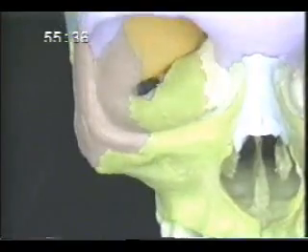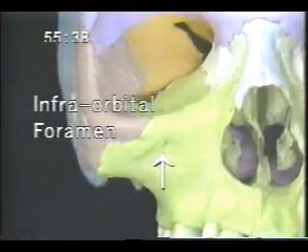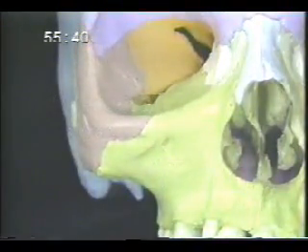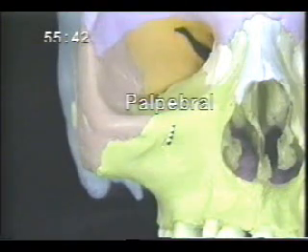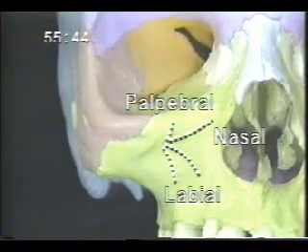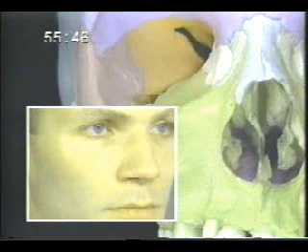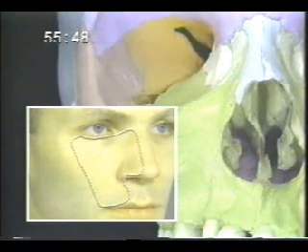The infraorbital nerve runs forward into a bony tunnel in the floor of the orbit. It emerges again here at the infraorbital foramen. The infraorbital nerve divides into palpebral, nasal, and labial branches. These supply the lower eyelid, part of the nose and cheek, and the upper lip.